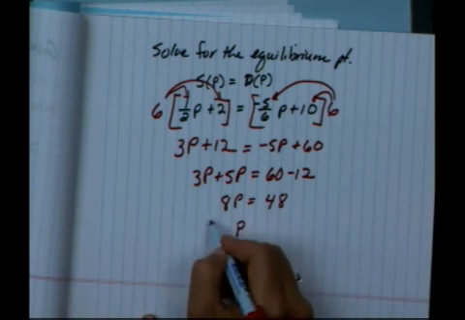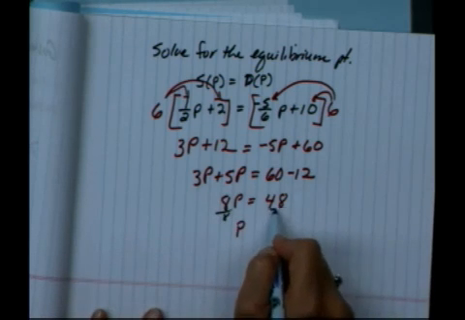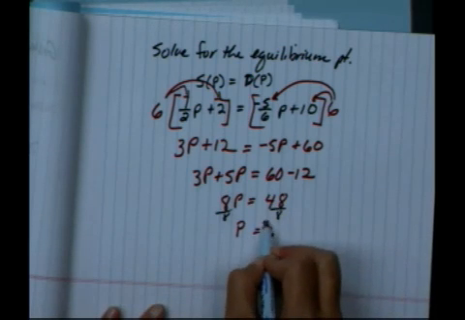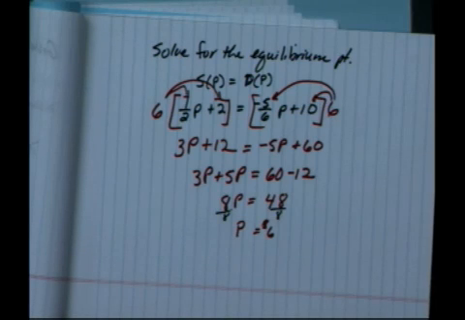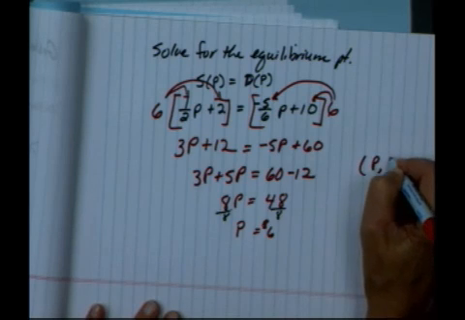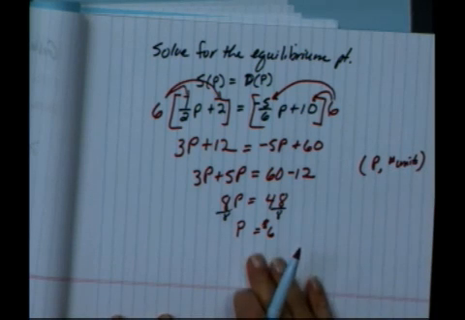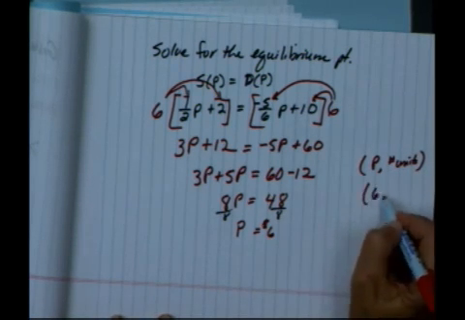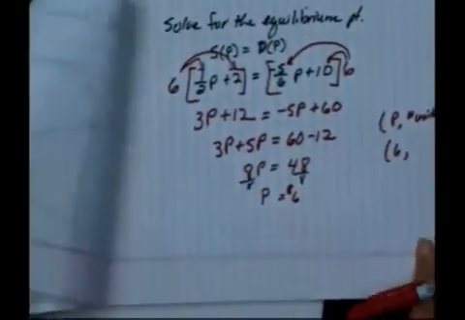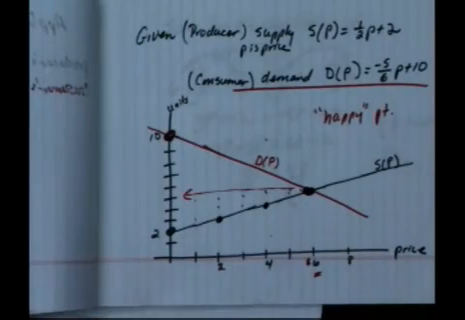So now we're going to divide both sides by 8. Just do it like this. And we have P is equal to 6. Okay, our ordered pair is P and the number of units. So this is not all we need. We know the price we need. The price is 6. Now we need to know the number of units that are associated with that.